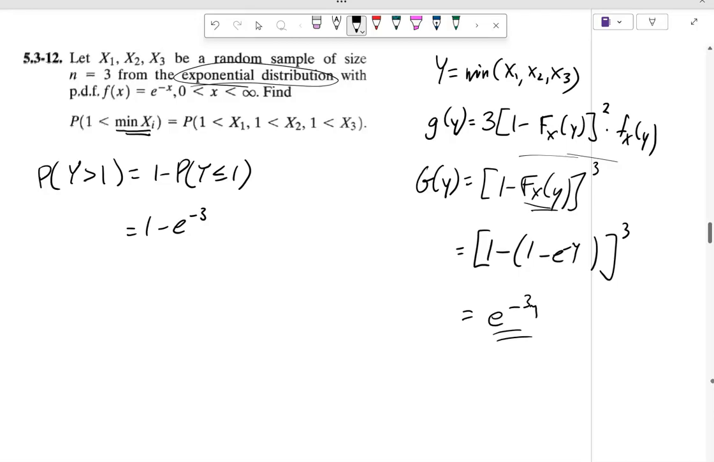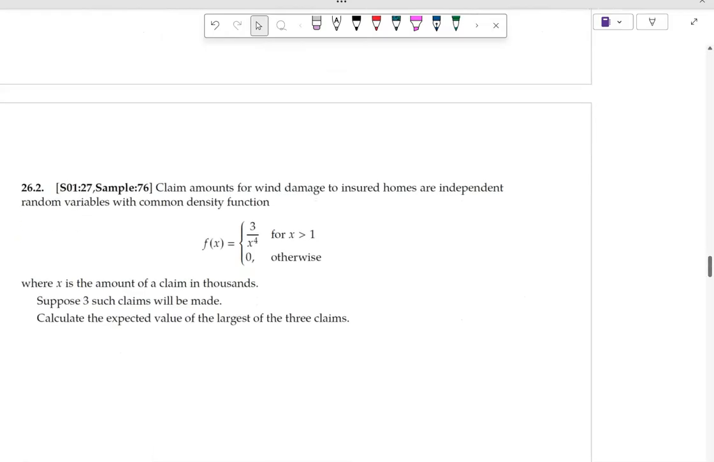That's what the problem's asking me. I let y be the minimum. Right? The problem's asking us for y is greater than 1. It's written flip-flop, but that's what it's asking me. So just using the formula we came up with to get this answer. That one okay? The next one has to do with a maximum, if I remember right. Oh, look at that.